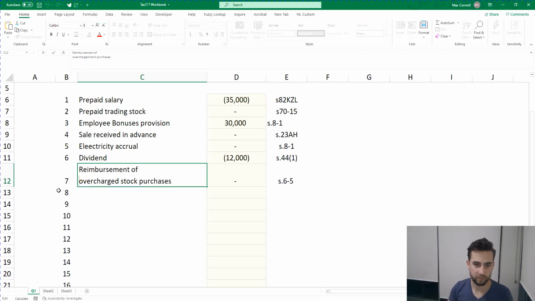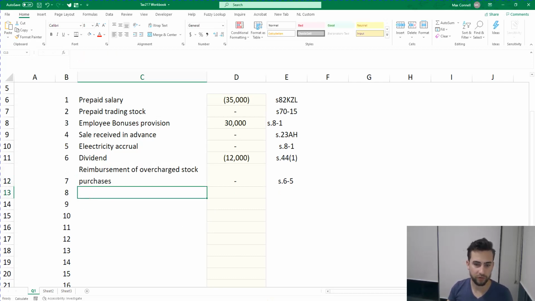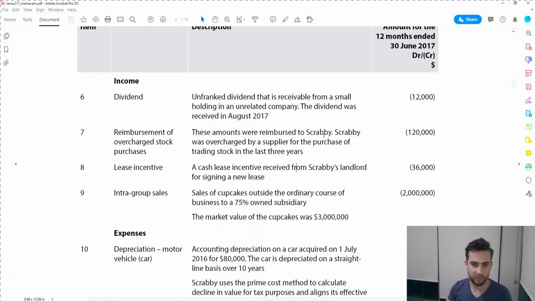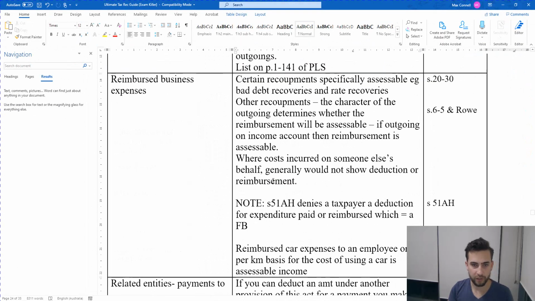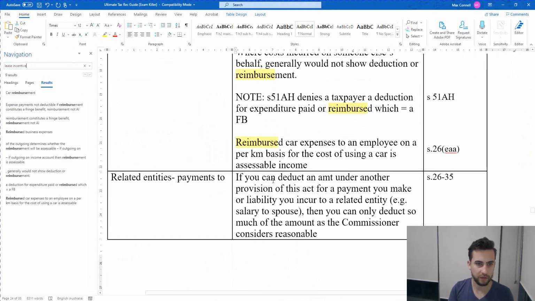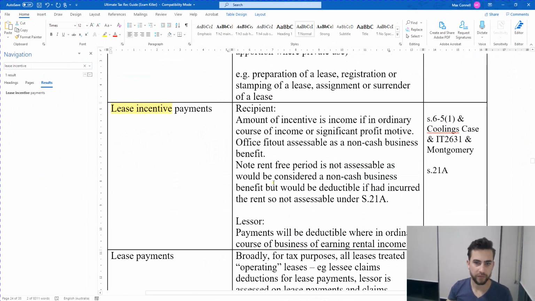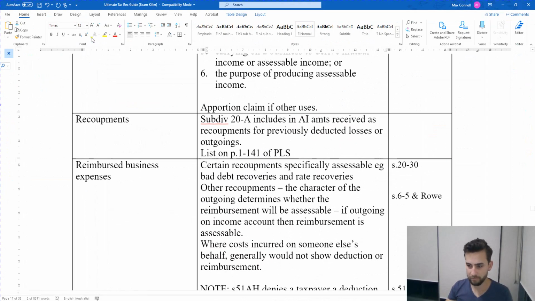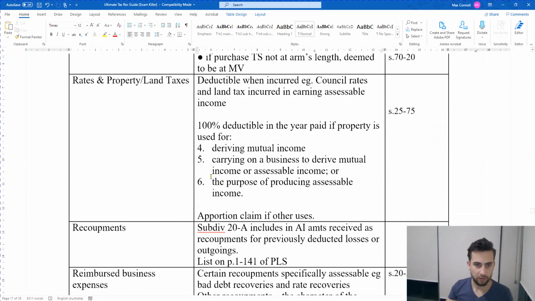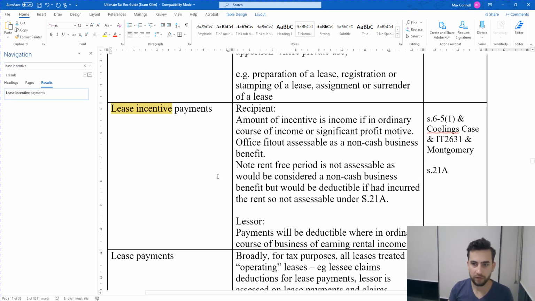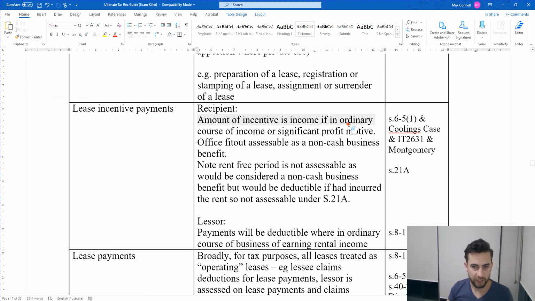Okay, moving on to number 8, lease incentive. So they've included income of a lease incentive of $36,000. Let's do a quick Google on lease incentive. There we go. Okay, so what does it say here? The amount of incentive is income if in the ordinary course of business or a significant profit motive.